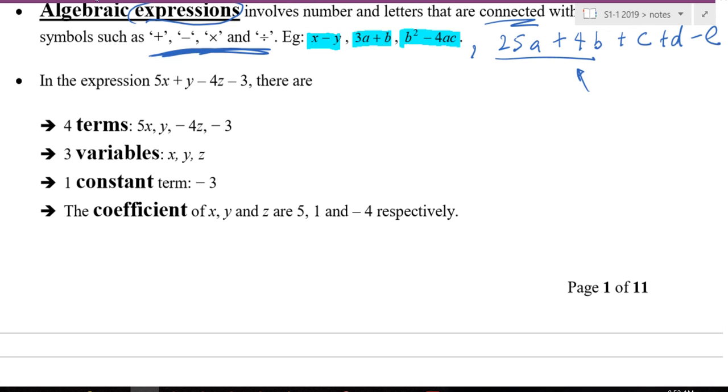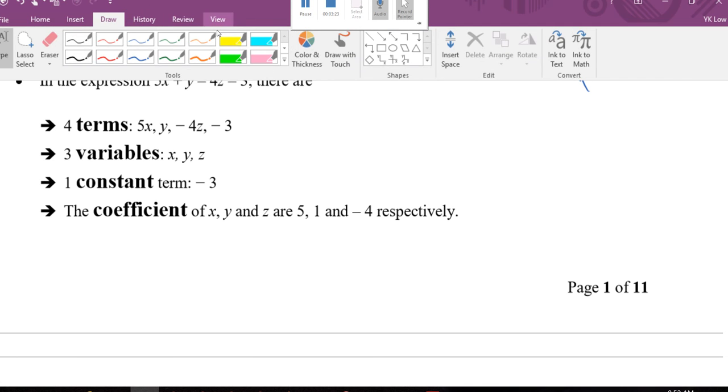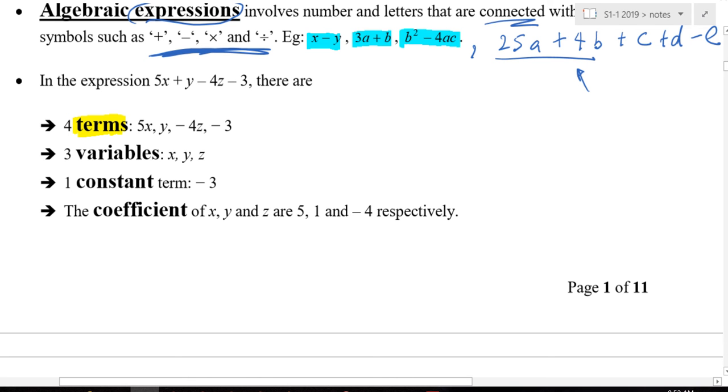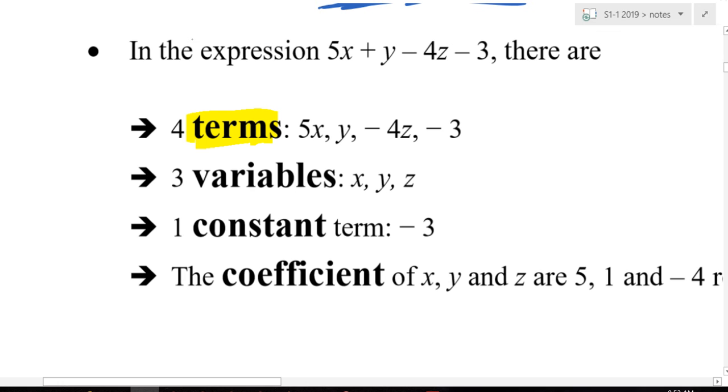Now, you want to understand terms. Okay, terms is very important. Usually, what I will do is I will draw a physical box to box them up. So, 5x itself is one term. This itself is one term. This itself is one term. This itself is one term. This itself is one term. Do you see that every term actually contains one sign, whether plus or minus, one number, and one variable? Example, 5x actually is plus 5x. Do you follow? Y is actually plus 1y. This one? Negative 4x. This one? Negative 3. Then there's no variable behind. Can follow?